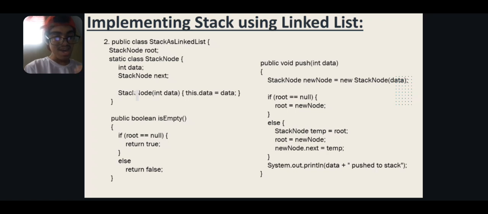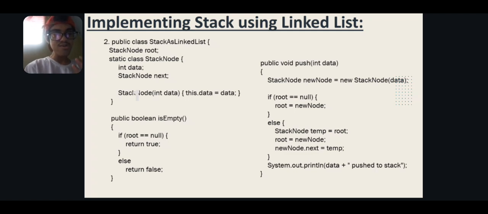This data equals data part is important because it distinguishes between the data field of the class and the data parameter passed to the constructor. So, public boolean isEmpty. This line defines a public method named isEmpty that returns a boolean value. This method is used to check if the stack is empty.